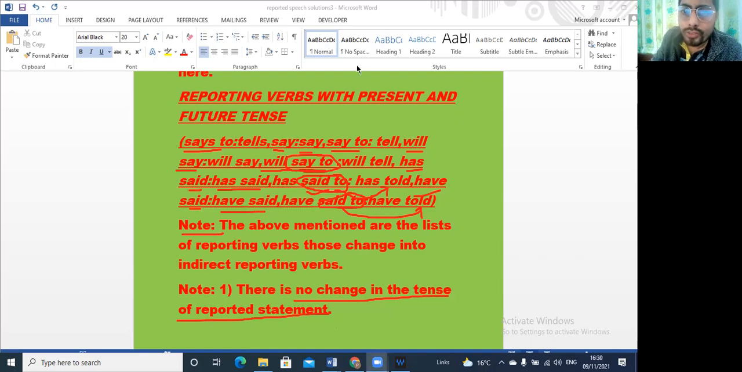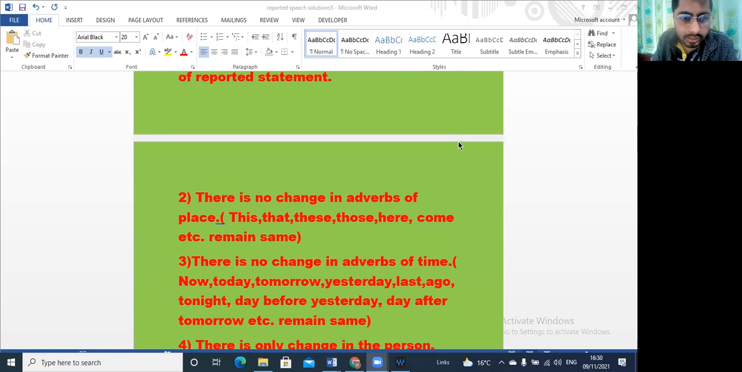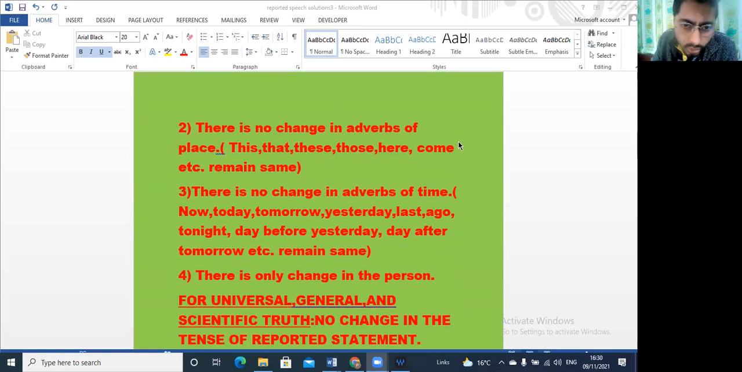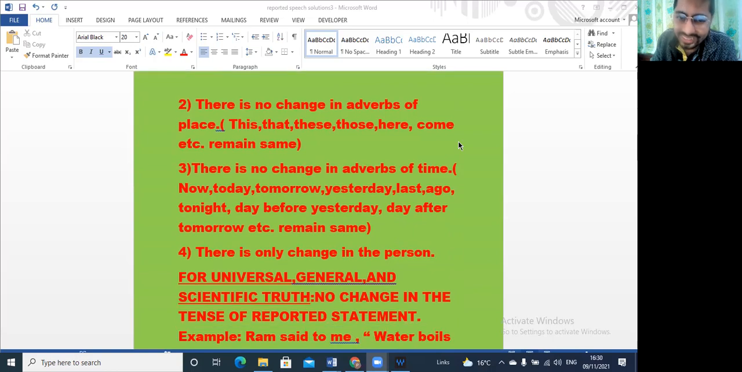Let's know more facts about this. Let me clear out my rough work so that we may proceed. Number two, there is no change in adverbs of place. I have already mentioned this before too. This, that, these, those, here, come, etc. remain the same, no need to change, when the reporting verb is simple present or simple future.